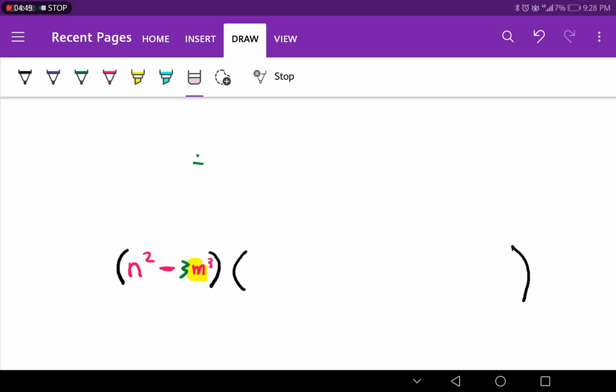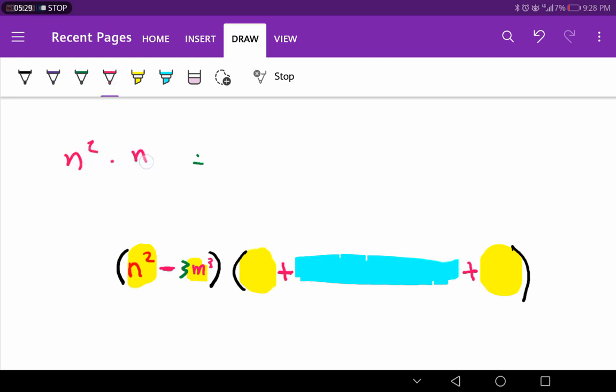The next big hummus dish, the next parentheses, comes from the small parentheses. It consists of the first part, the second part, and the middle part. The sign for the last part is positive all the time, but let me change the color. I will choose this. Here I have positive. The yellow part comes from squaring the first part, n square multiplied by n square.